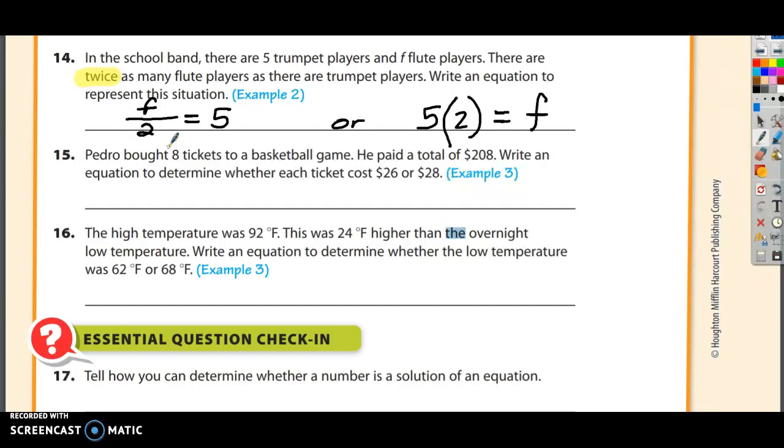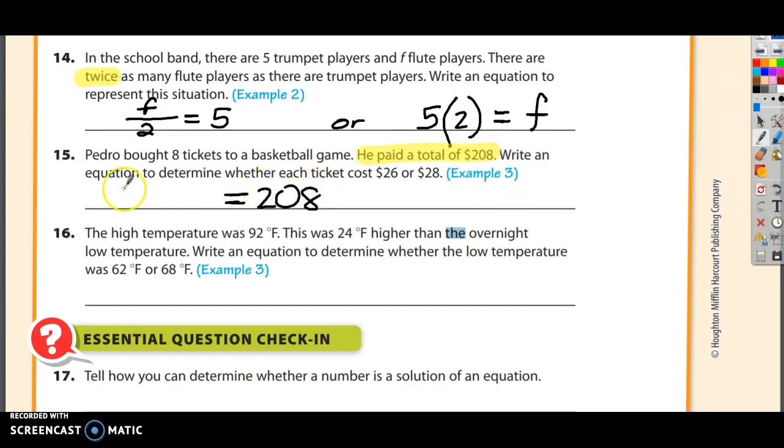All right, number 15 reads, Pedro bought 8 tickets to a basketball game. He paid a total of $208. Write an equation to determine whether each ticket cost $26 or $28. So this is a huge clue. He paid a total of $208. That means the total is equal to $208.